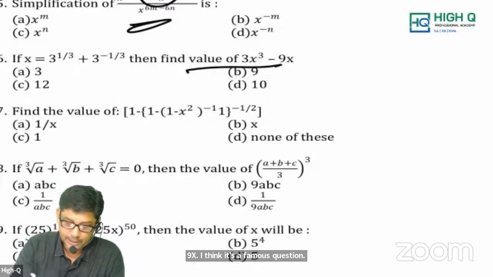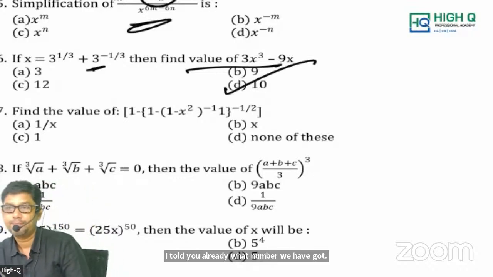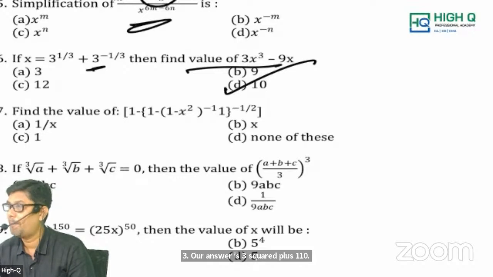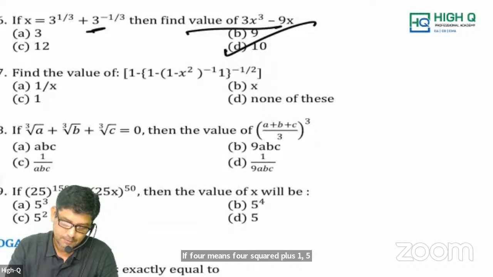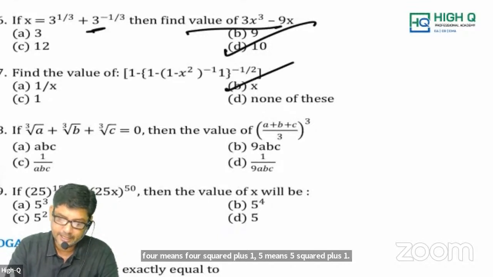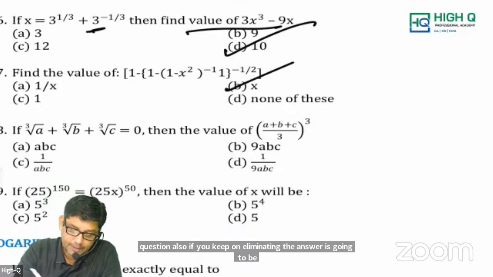I told you already what number we have got. 3. Our answer is 3 square plus 1, 10. If 4 means 4 square plus 1. 5 means 5 square plus 1. This question also, if you keep on eliminating, the answer is going to be x. This is a famous question, my dear.